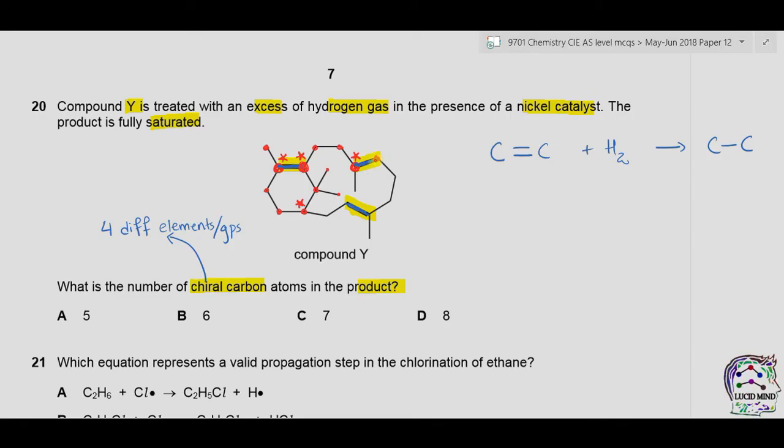This carbon is attached with 2 hydrogen atoms. This is attached with 2 hydrogen atoms, 2 hydrogen atoms. So these 3 are not chiral. This carbon is making bond with 3 different groups and one hydrogen atom is also present. So therefore this is chiral. This carbon is not chiral as it has 3 hydrogen atoms. This one has 2 hydrogen atoms. This one has 2 hydrogen atoms. So now we can see that we have 1, 2, 3, 4, 5 chiral carbons present in the product. The answer is therefore A.